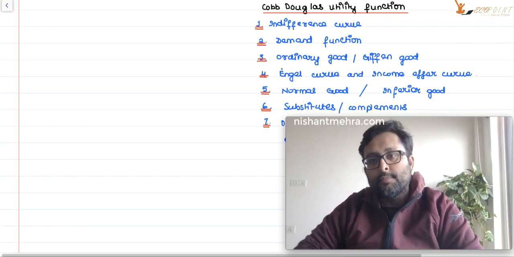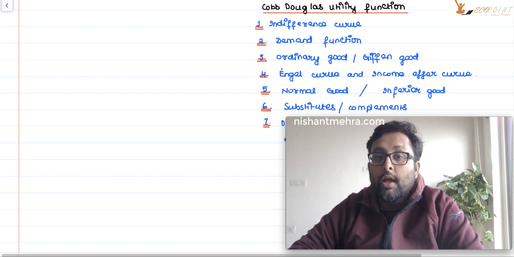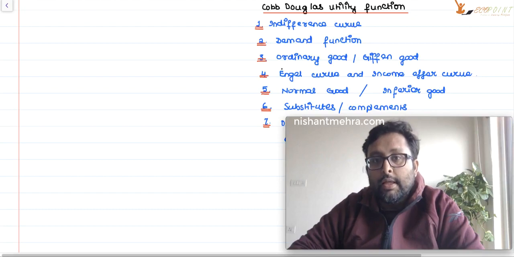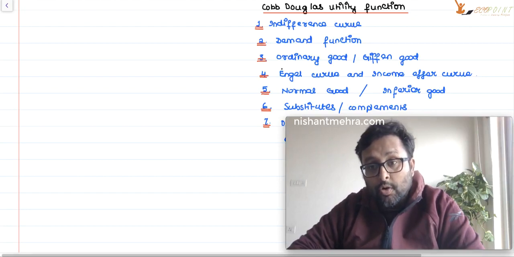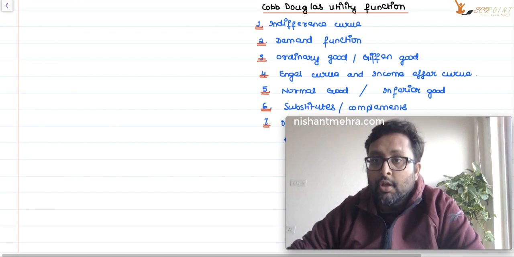Let us look at the Cobb-Douglas utility function and a few issues related to it. For example, how do you draw an indifference curve for the Cobb-Douglas utility function? How do you derive the demand function for this utility function? Is the good which you have got an ordinary good or a Giffen good? How do you draw the Engel curve for the Cobb-Douglas utility function?